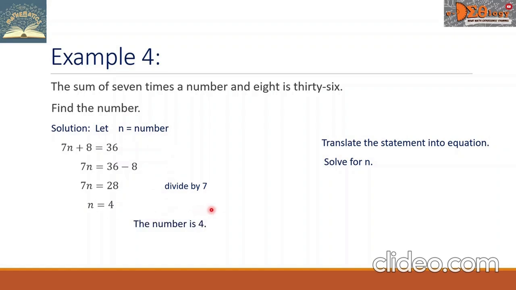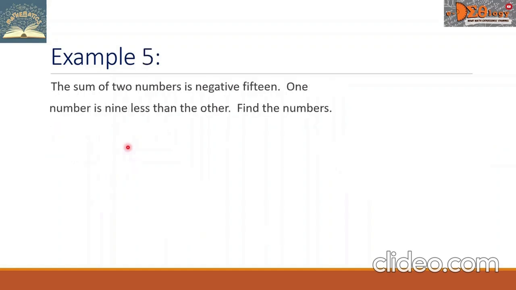If we want to check if our answer is correct, we can substitute this value in this equation. And when we simplify the left side, you will find out that this is equal to 36. Example 5. The sum of two numbers is negative 15. One number is 9 less than the other. Find the numbers.